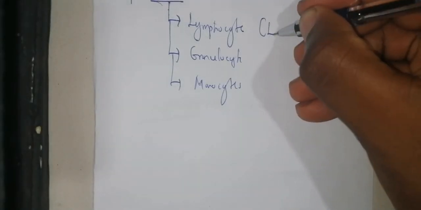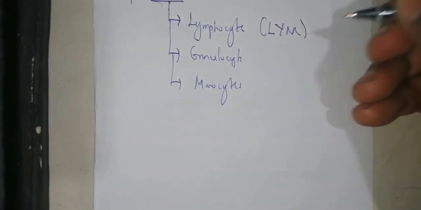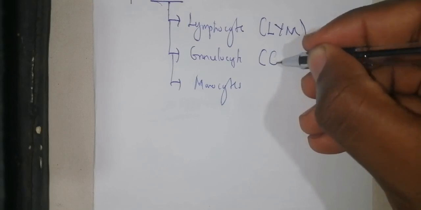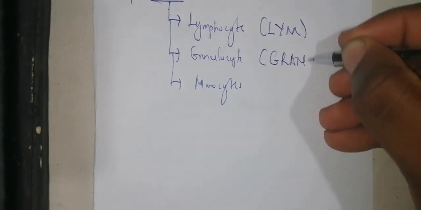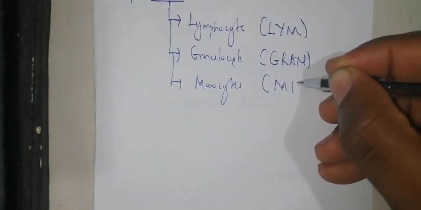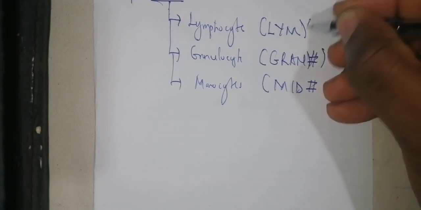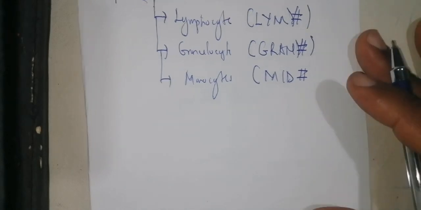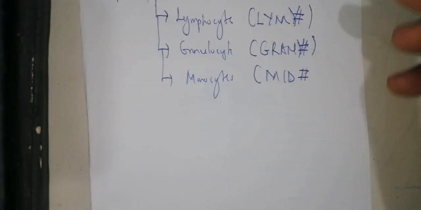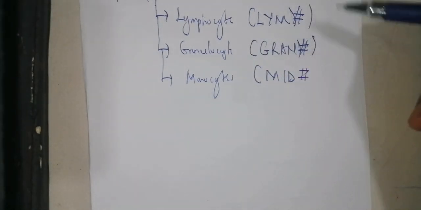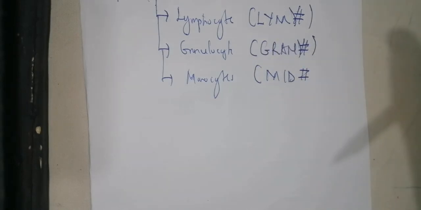Is it clear? Generally the lymphocyte is written as LYM, the granulocyte is written as GRAN, and the monocyte is written as MID, with a slash like that. All of them have a slash at the end. Are you getting? That's how we write each of them. And later on I'm going to give you the significance of each of the predominances.